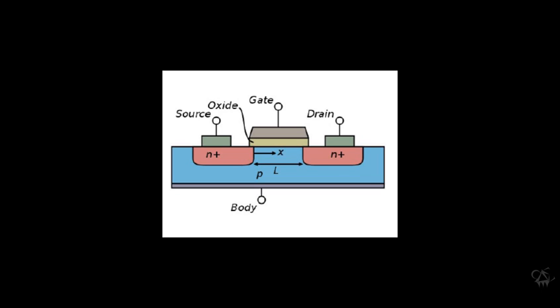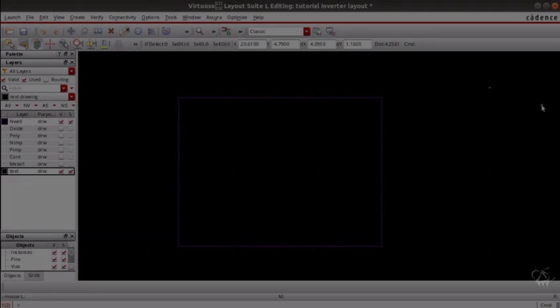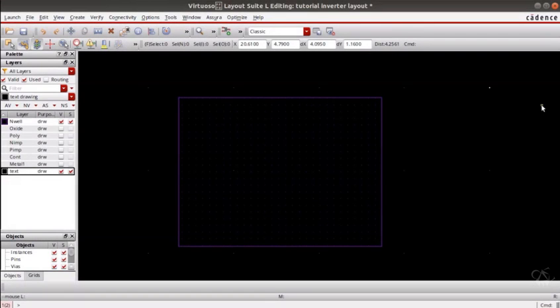So similarly, there are the same layers in a PMOS, except that the source and the drain are P plus and the body is of N type. So let us consider an example of a PMOS transistor. Here you can see the purple color is nothing but the N well. It is the substrate or the body of the PMOS.